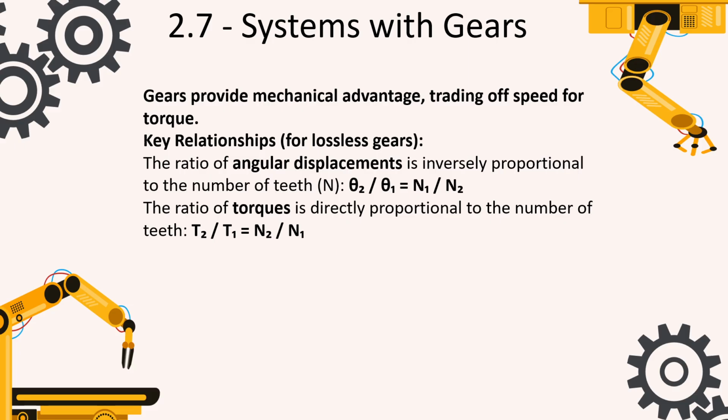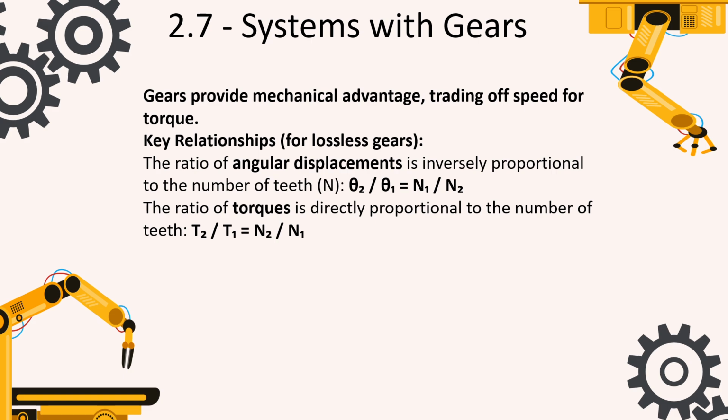Building on this, section 2.7 adds gears into our systems. Gears are used to gain mechanical advantage, essentially trading speed for torque. For lossless gears, the angular displacement ratio is inversely proportional to the number of teeth on the gears, while the torque ratio is directly proportional.